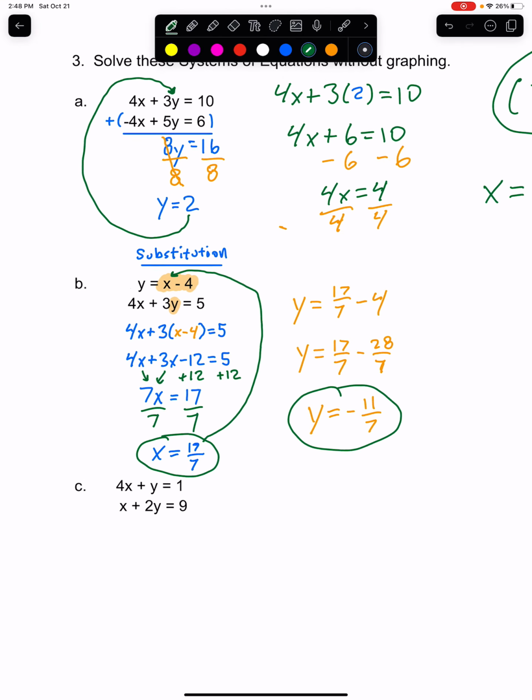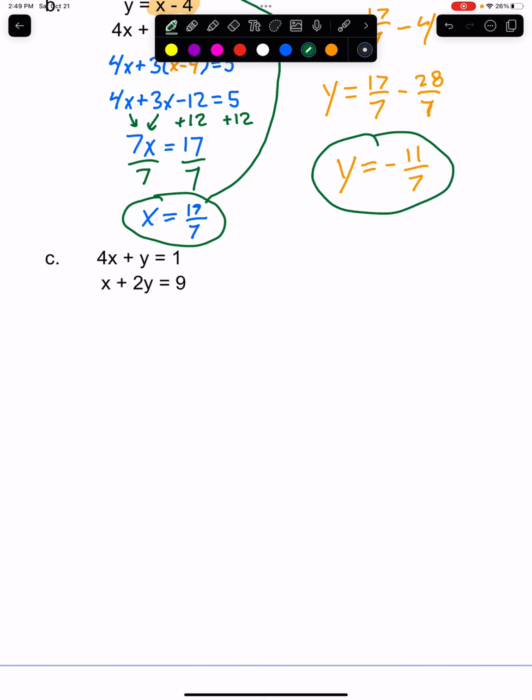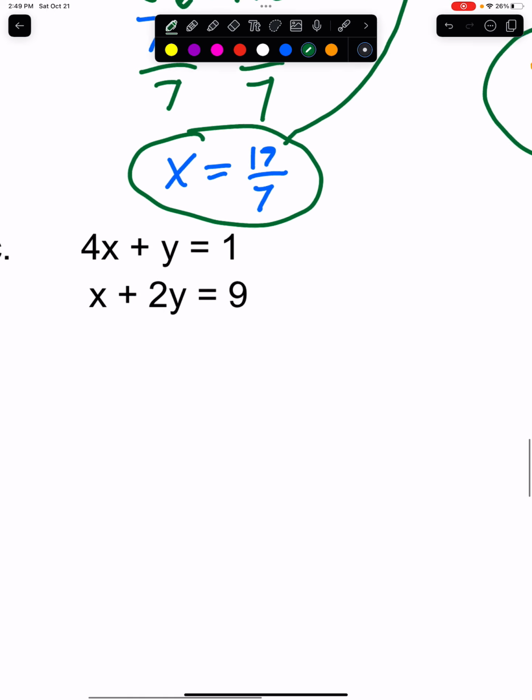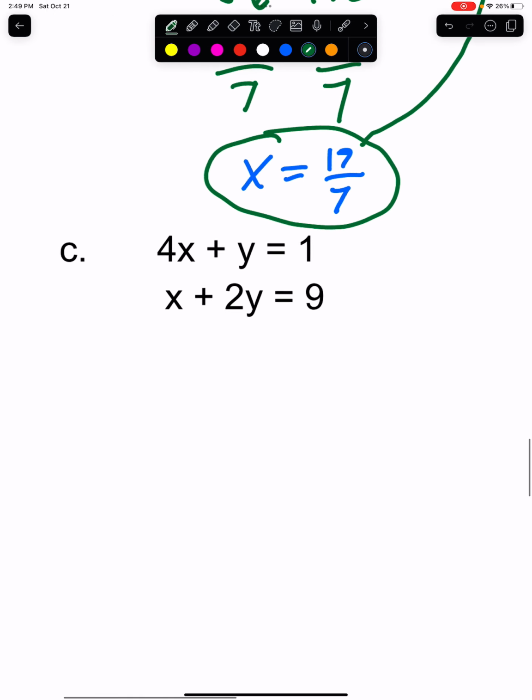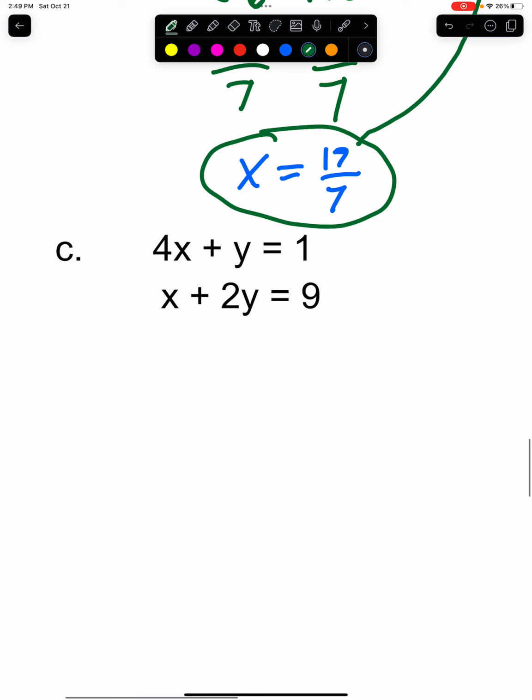Okay, here we are at 3c, right? Let's take a look at this. We got 4x plus y equals 1, and 2x plus 2y equals 9. Let's remember, these are two equations. They're two different lines, right?